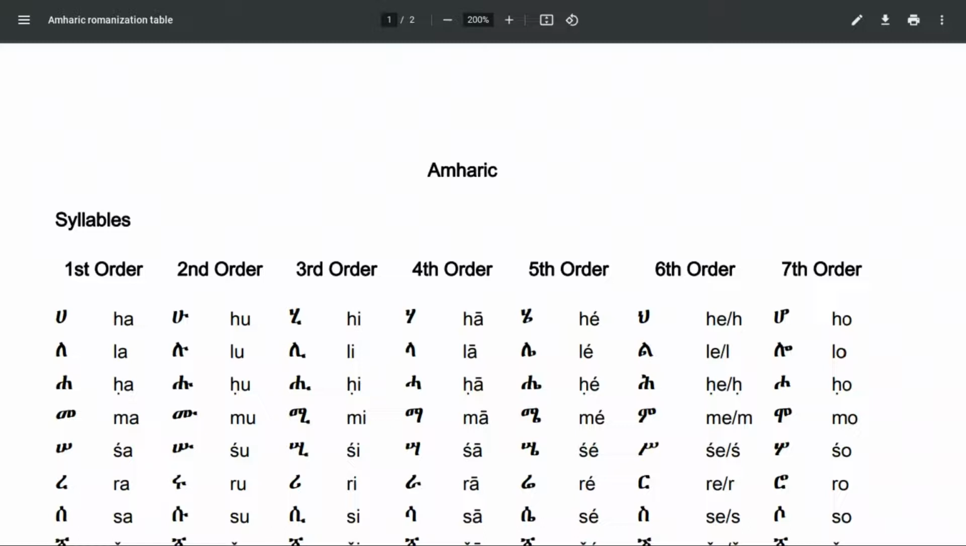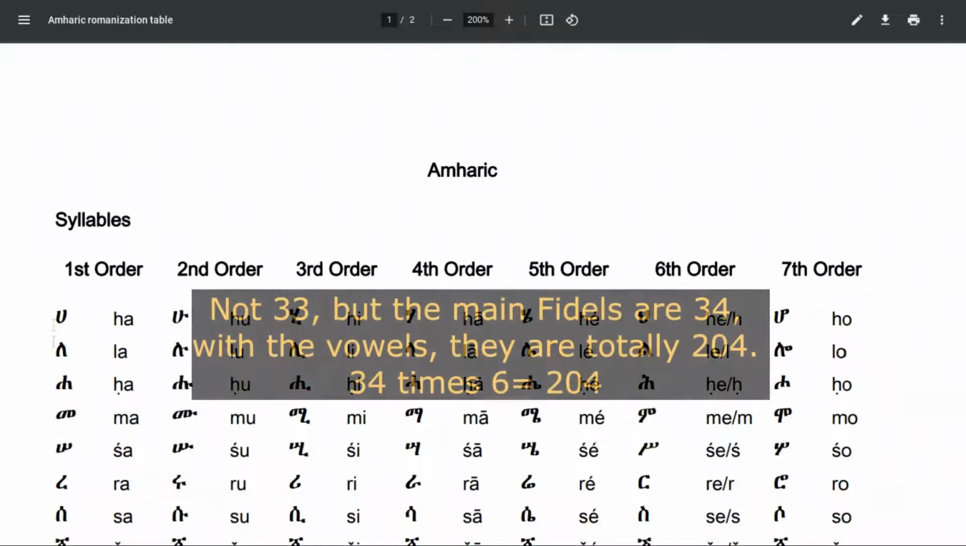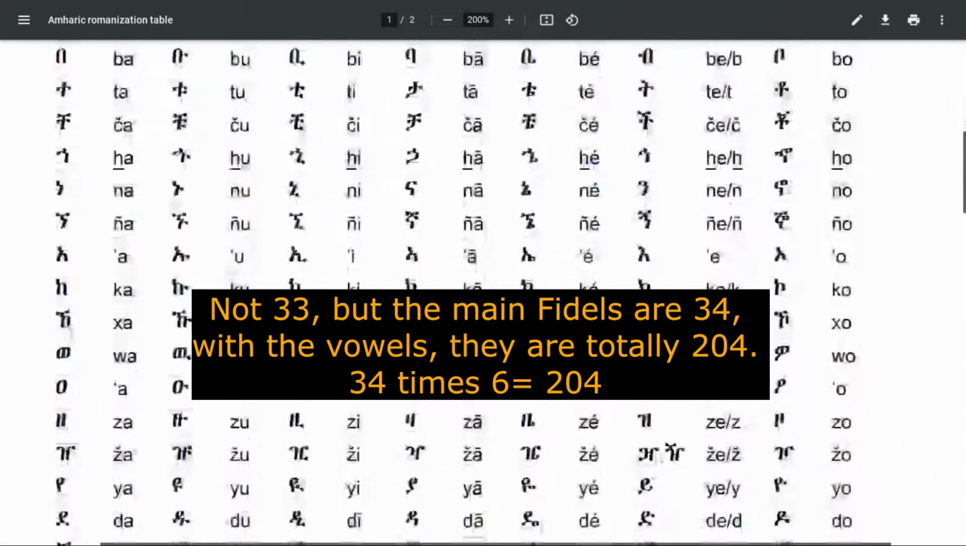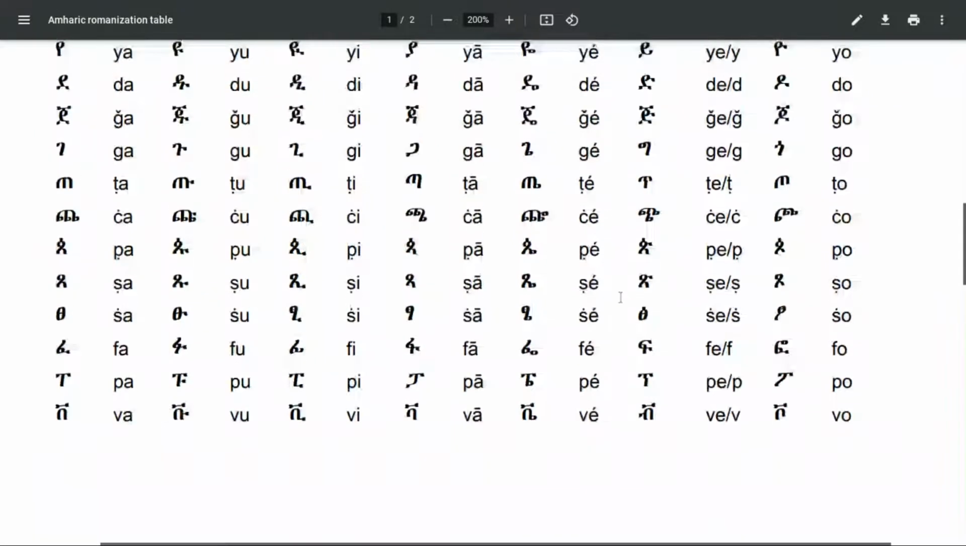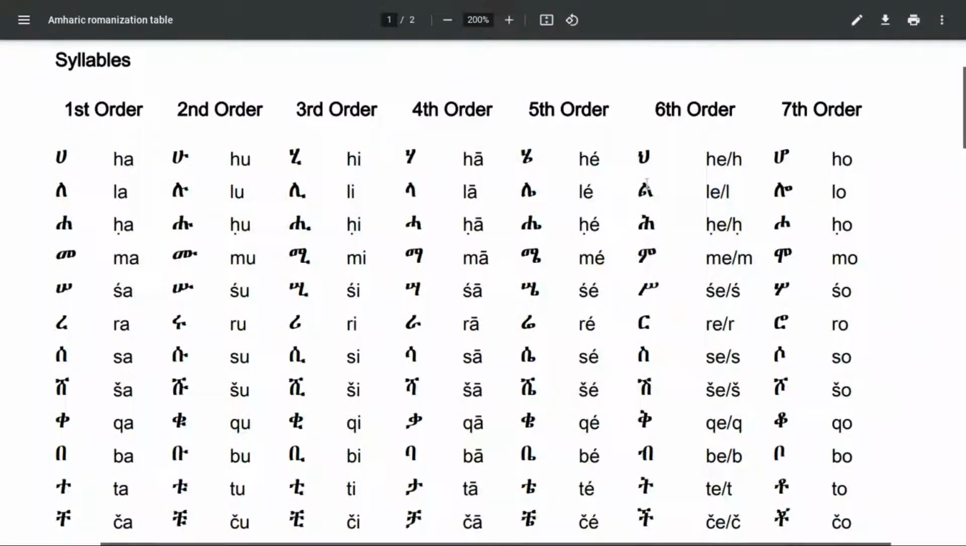All right, let us learn the Amharic alphabets first, the Amharic Fidels. There are 33 Amharic Fidels, and each one has 6 vowel letters. The main Fidel are these, the 6th order ones, and the others are vowel forms. The consonants are only those at the 6th order, others are vowel letters.